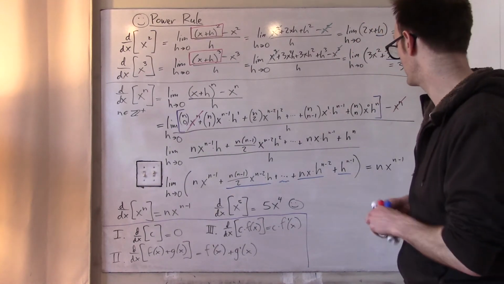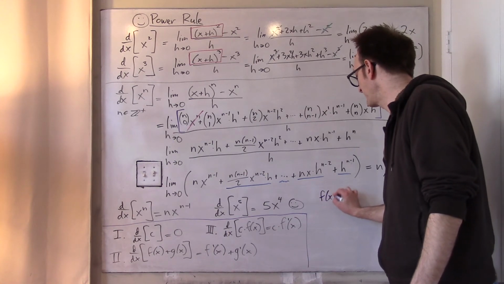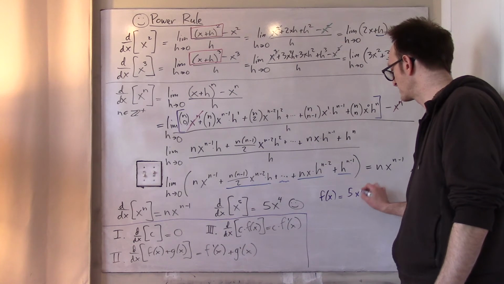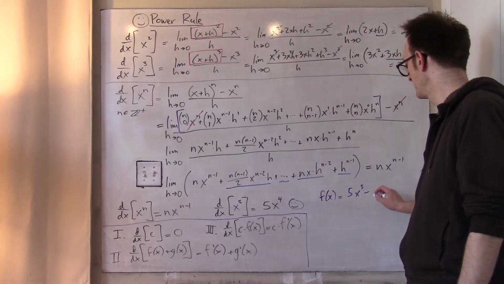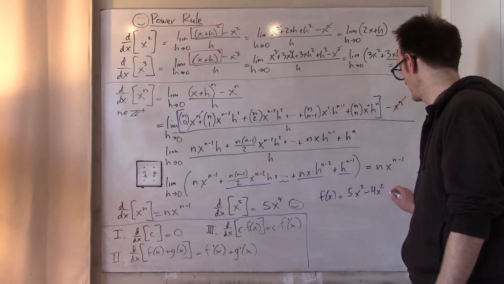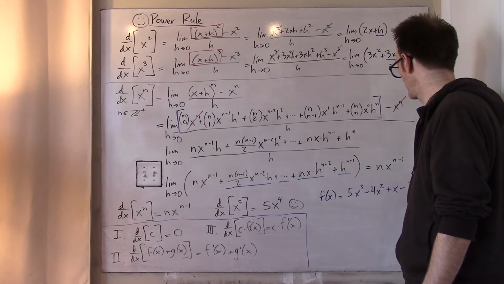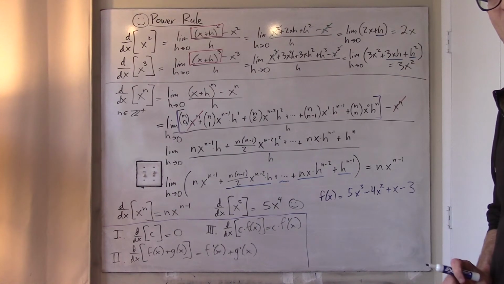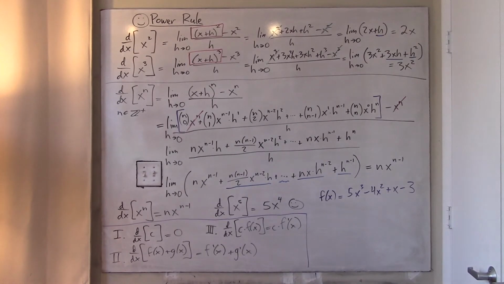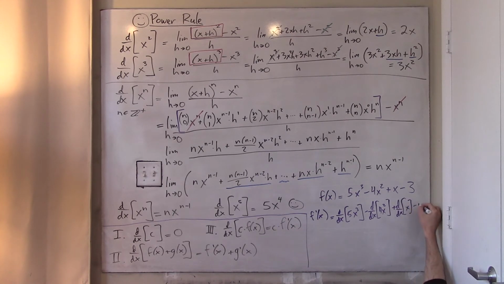And so, maybe I'll do it over here. Give me some polynomial, like f of x equals, I don't know, 5x cubed minus 4x squared, plus x minus 3. Okay, well, here we go. I'm going to differentiate this now. How? Well, I apply a rule that says that the derivative of this function is just the sum of the derivatives of the individual pieces. And so that's the derivative of 5x cubed minus the derivative of 4x squared plus the derivative of x minus the derivative of 3, running out of space a little bit.